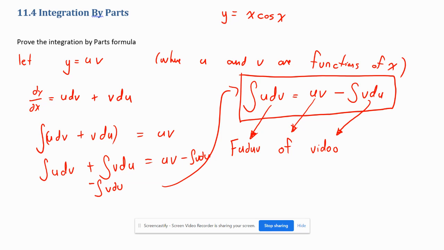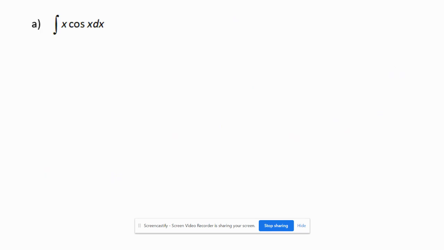Now guys, this is going to take a lot of practice to learn how this works. Let's go. So our integration by parts formula is FUDOV: the integral of u dv, of uv, Vidu, the integral of v du. FUDOV of Vidu. So what we're saying here is that u equals x, dv equals cos x.